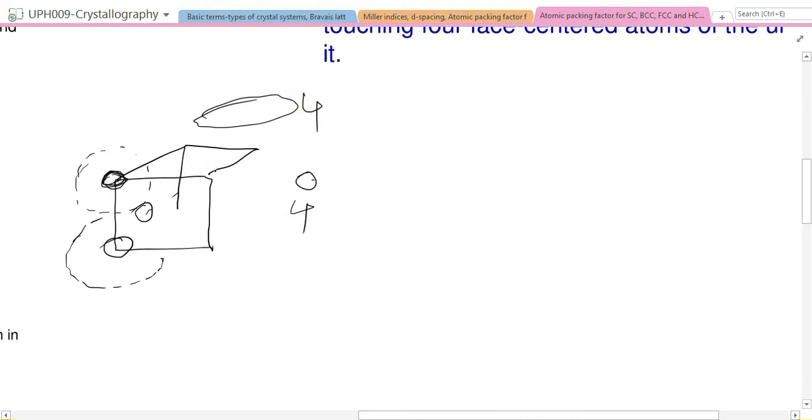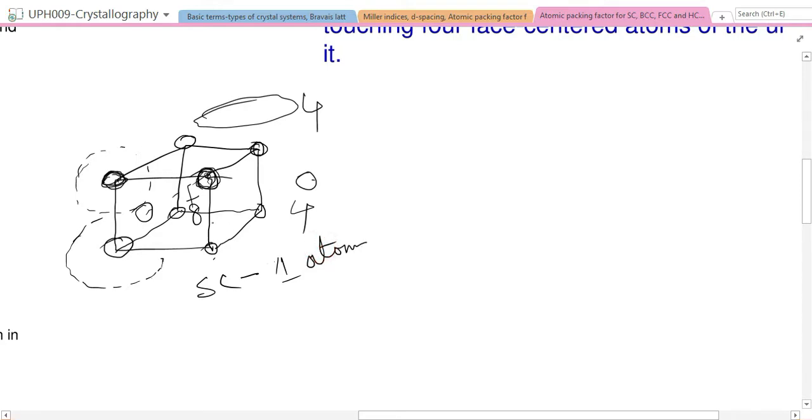So that means this corner atom is only contributing 1/8 to this, our unit cell. So one atom is contributing 1/8. Then there are 8 different atoms. So in total, in a simple cubic system, how many atoms are there? Total number of atoms: 1. Effectively 1 atom is there, because each corner contributes 1/8, right? 1 atom. How? Each corner contributes 1/8, and there are 8 different corners where atoms are there. So 8 into 1/8 is equal to 1. So 1 effective atom is there in a simple cubic system.